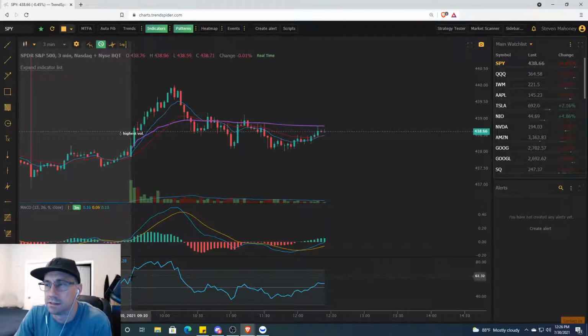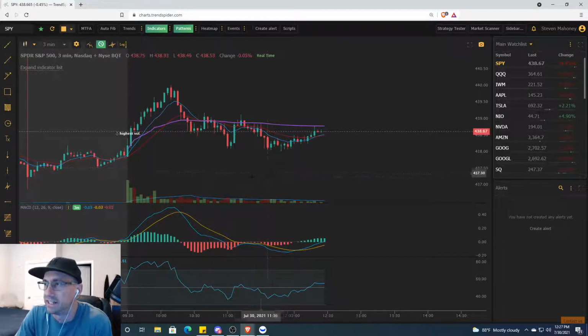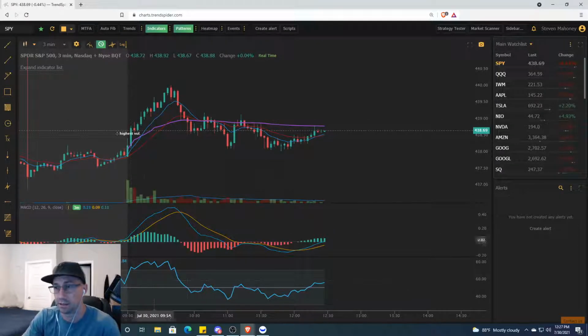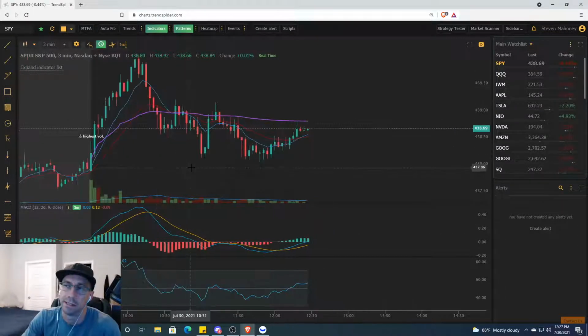But RSI is nice. They're all lagging indicators, so it's never good to use them solo, by themselves, for getting in and getting out. That's why I use all three. That's why I use the EMAs, the MACD, and the RSI, and you can kind of see exactly why.